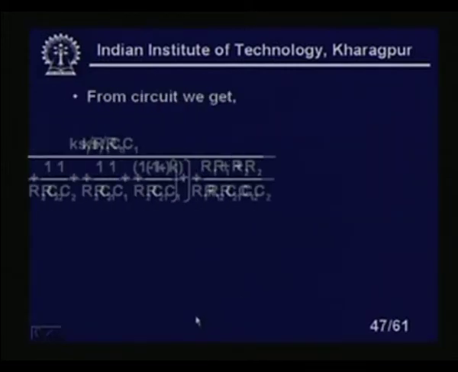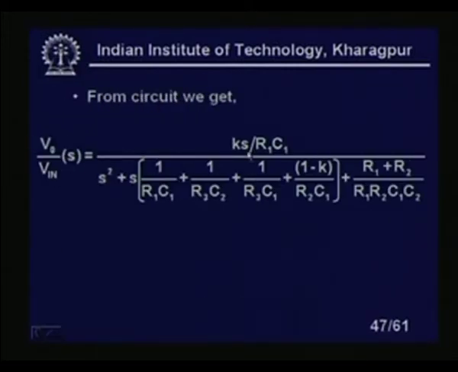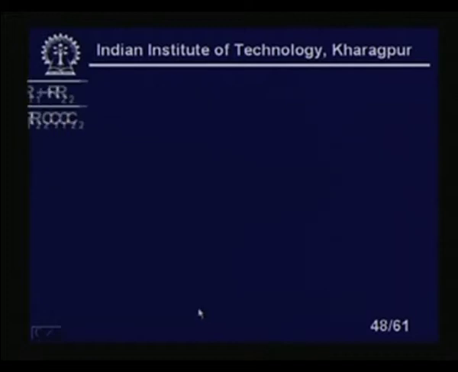Let us see the transfer function K s, as it happens a zero at the origin, upon R1 C1, whole upon S square plus S into 1 upon R1 C1 plus 1 upon R3 C2 plus 1 upon R3 C1 plus 1 minus k upon R2 C1 plus R1 plus R2 upon R1 R2 C1 C2, right.